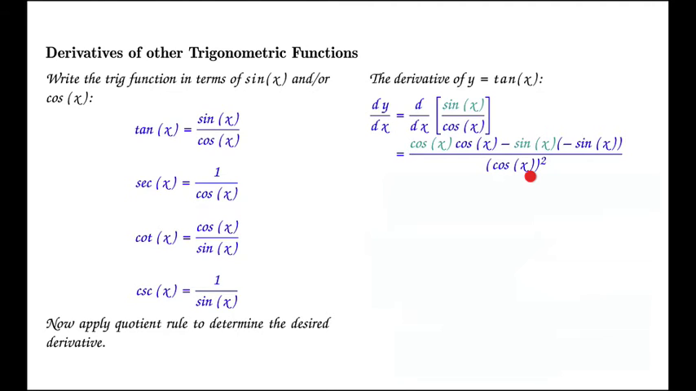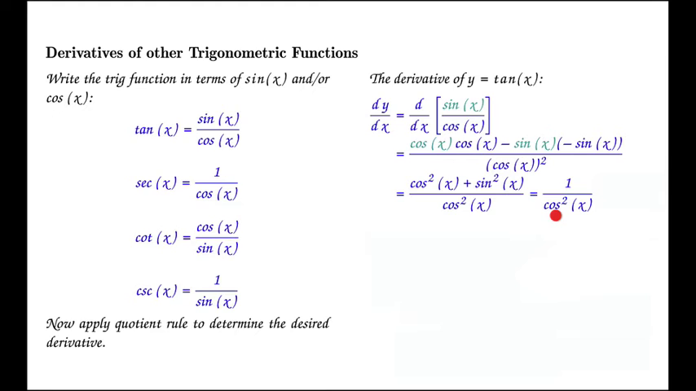So now let's take some time to simplify. We see we have a cosine squared in the top. Two negatives become a plus sine squared. So we have cosine squared plus sine squared in the top, divided by cosine squared. Now remember, our identity says that cosine squared plus sine squared is equal to 1. So we have 1 over cosine squared of x.